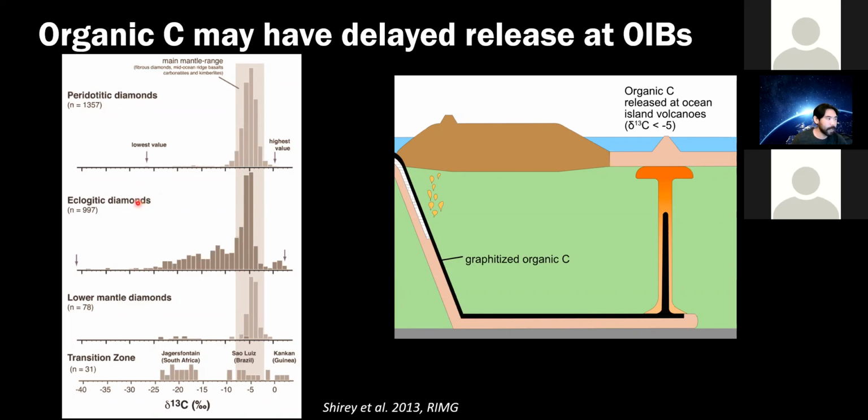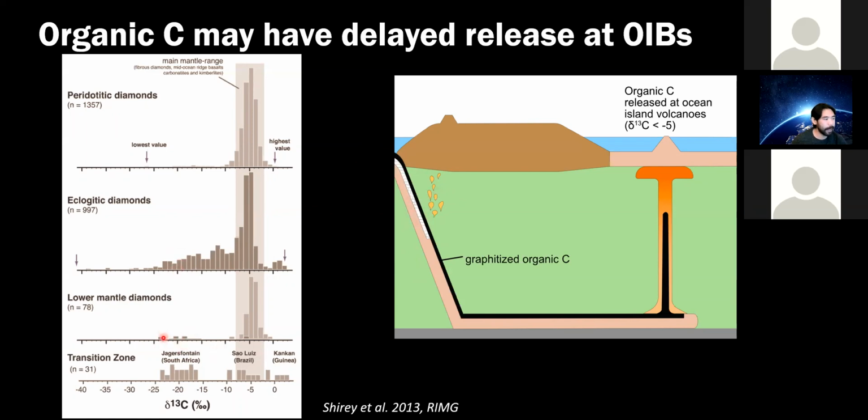Now, eclogitic diamonds, eclogite is a rock that's the metamorphosed or subducted oceanic crust. So it's rocks that have some origin from the surface. And you can see that there's the largest peak around -5 per mil, but it does have this tail off to more negative values. So perhaps these diamonds hosted in this eclogitic rock, which is thought to be coming from the surface, are being influenced by organic carbon with this more negative delta 13C.